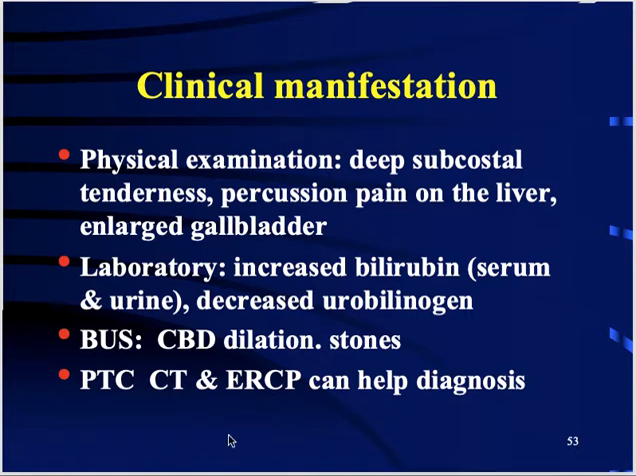So it is very useful to see the stones in the gallbladder especially, and you will see whether the bile ducts are of normal size or dilated, for example. Okay, so of course, if you find stones with dilation of the CBD or common bile duct, the things will become clear. And of course, it depends on where the stones are impacted in the common bile duct.